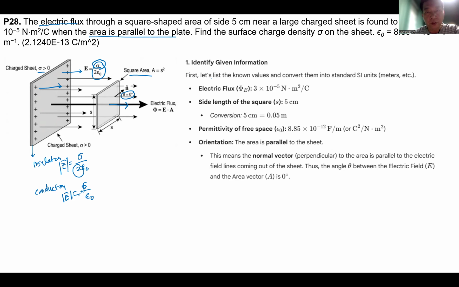The electric flux is given, and the side length is given, so from this we can find out what the area is. The permittivity of free space, epsilon, is given. These two areas are parallel, so the normal vector of the charge sheet is the same as the normal vector of the square area, such that the angle between them is 0.